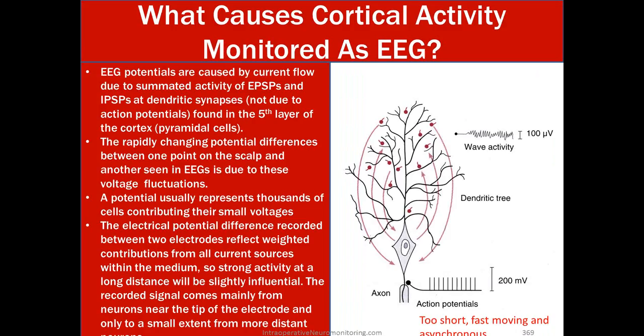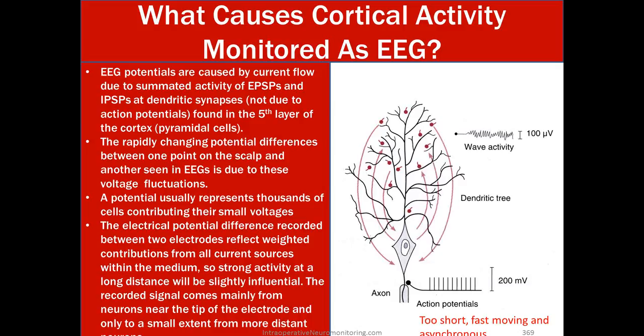What causes cortical activity monitored as EEG? EEG potentials are caused by electric current flow due to summated activity of excitatory postsynaptic potentials and inhibitory postsynaptic potentials at dendritic synapses, so it's not due to action potentials, found in the fifth layer of the cortex, the pyramidal cells. The rapidly changing potential difference between one point on the scalp and another seen in EEGs is due to these voltage fluctuations.